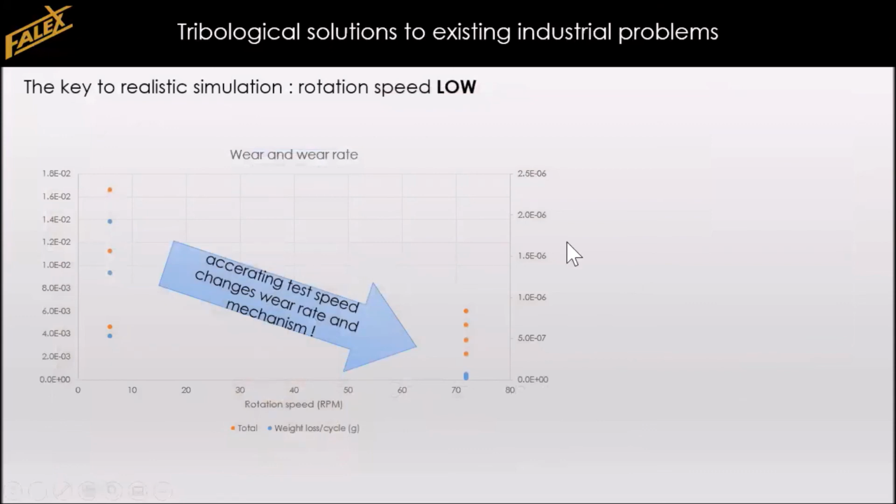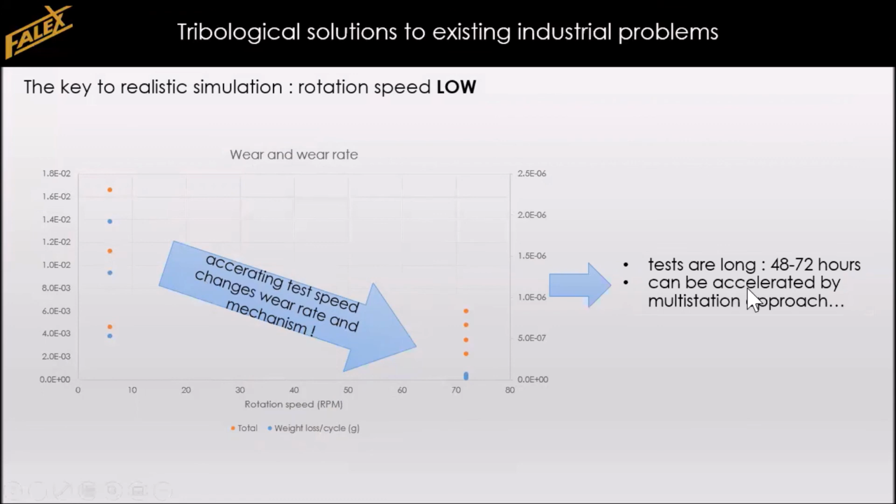The key to the realistic simulation was to keep the rotation speed low. Of course, we tried in the initial stages of this project to accelerate the testing by accelerating the rotation speed, but we found that the wear rates at low rotation speed are a lot higher than if we go to higher rotation speed of, for instance, 72 RPM. The wear mechanism changes drastically over this range of speeds, and the only realistic wear mechanism is the one at low speed. The downside of this, of course, is that wear tests are taking quite a long time.